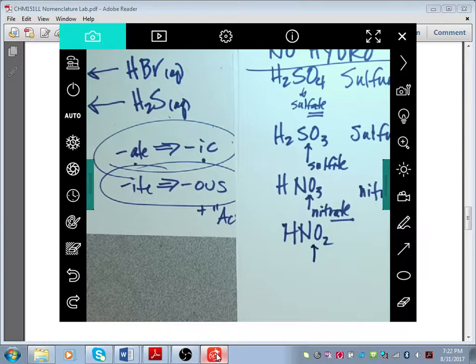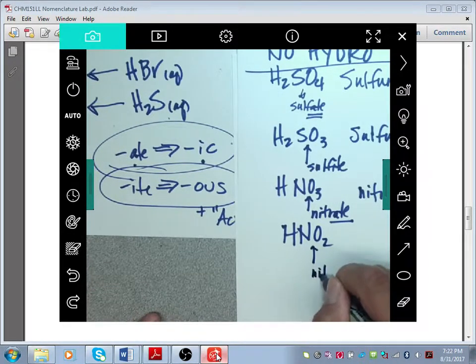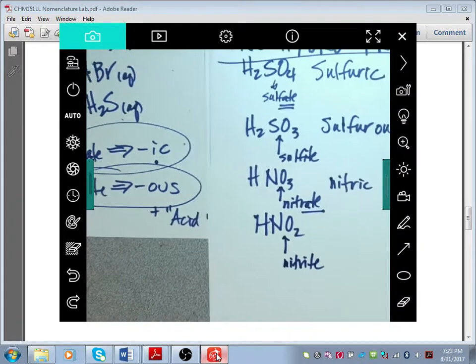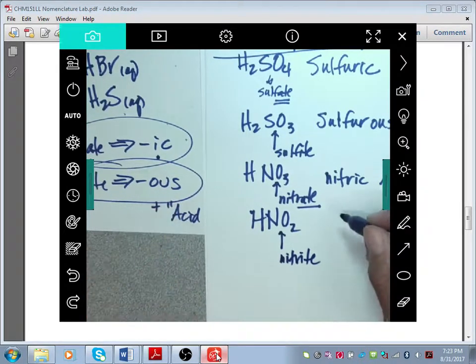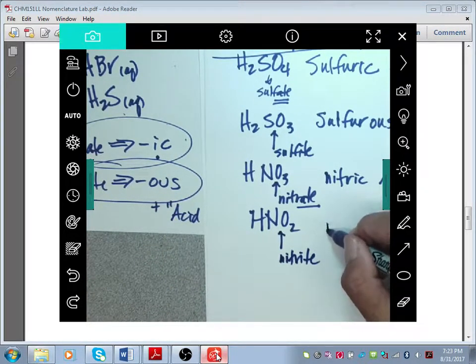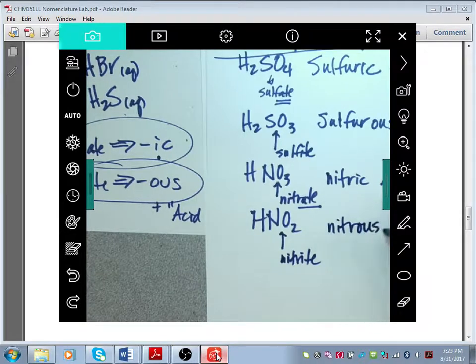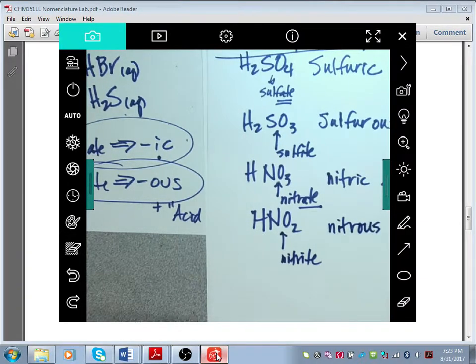All right. NO2. What's NO2 called? Nitrite. So if we're using our rules for ternary acids here, ite would go to ous. So this would then be called nitrous acid.